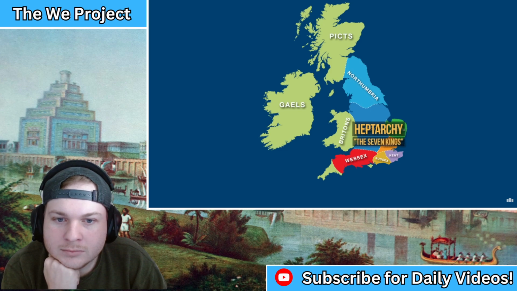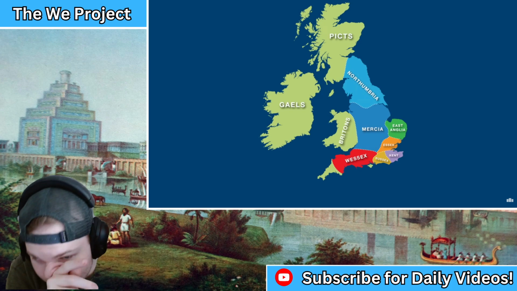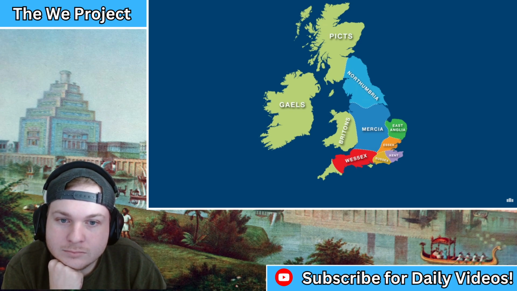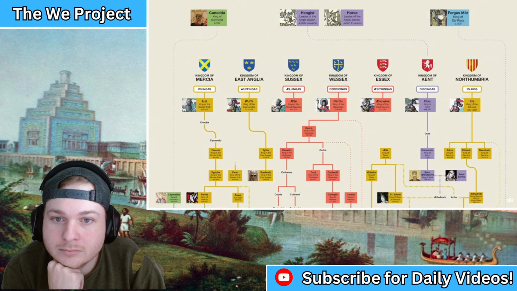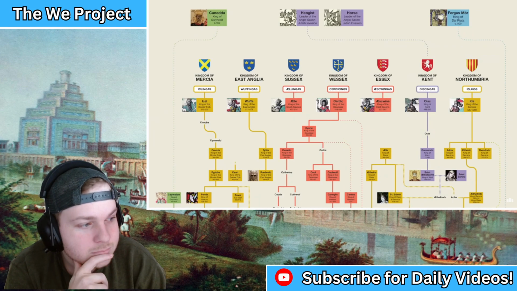In reality, though, there was never a time in which all 7 kingdoms were equally strong. For example, throughout much of the Anglo-Saxon period, Mercia was the dominant power, and then, eventually, it was Wessex. Okay, let's now return to the family tree. At the top you can see the names of the 7 kings who are credited with having established the royal lines associated with each of the 7 kingdoms.